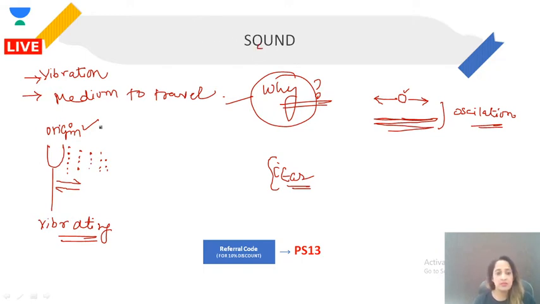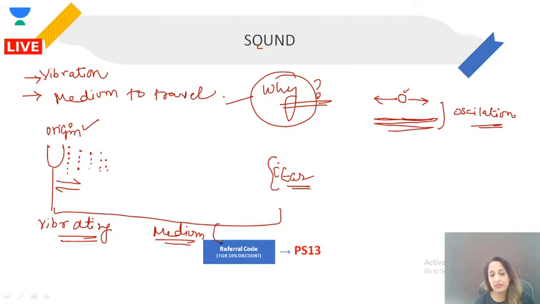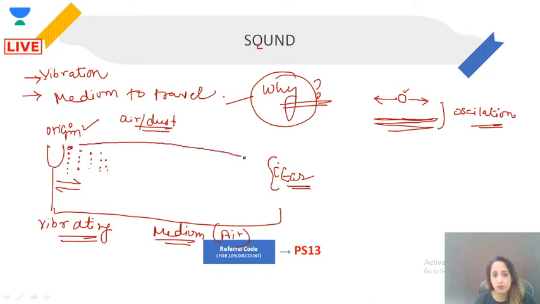Okay, so in this medium over here, we will call it a medium. Air is a medium in this case, right? And these particles could be air particles or dust particles or anything present in the medium. As this thing oscillates, these particles also start oscillating. Now you have to remember one thing. These particles don't move from here to our ear. This is not true.